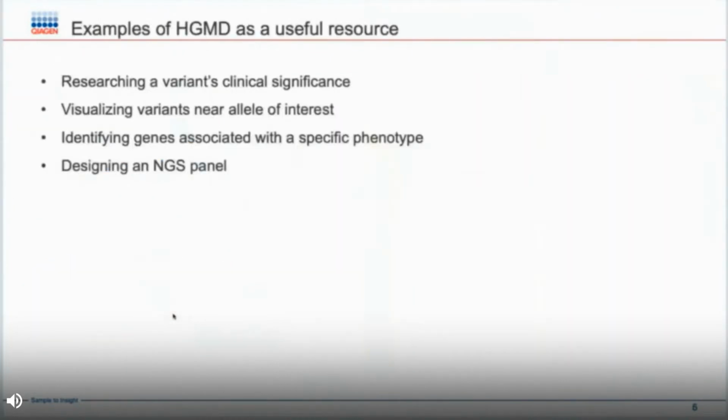So now that we've talked about what HGMD is, I'd like to now move on to some examples where HGMD has been particularly useful as I've done variant research in the past. Specifically talking about doing the research of a variant's clinical significance, some ways that visualizing variants through HGMD can provide information about the allele of interest that you're looking at, ways to identify genes associated with specific phenotypes, and then using some of the advanced capabilities to design an NGS panel.